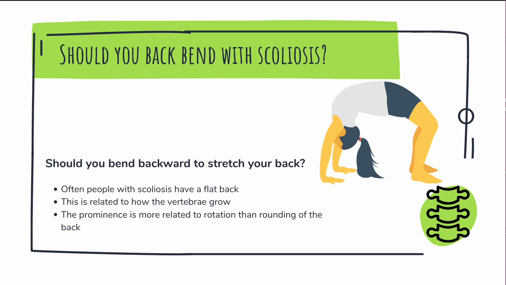Should you back bend with scoliosis? This is an interesting one because often people with scoliosis actually have a flat back. We don't have that natural rounding of the upper back, and this is related to how the vertebrae grow with scoliosis. You may say to me, Beth, but when I look at my back, I see a rounding of the upper back. Really, that's not so much the case. What you're seeing is the rotation of your spine.